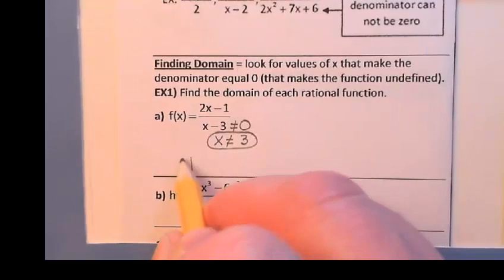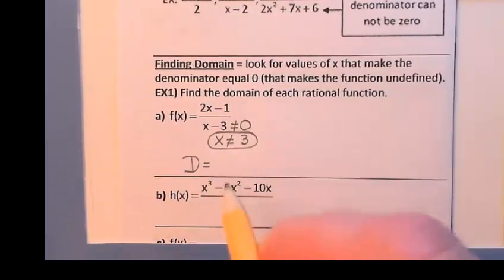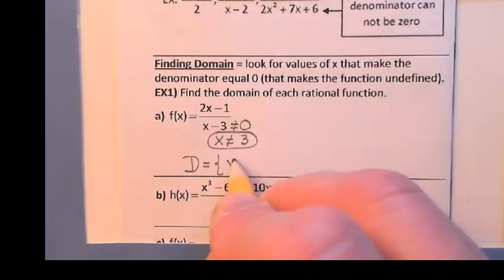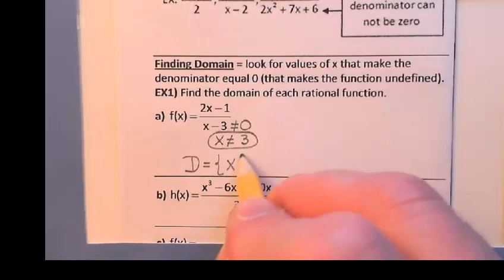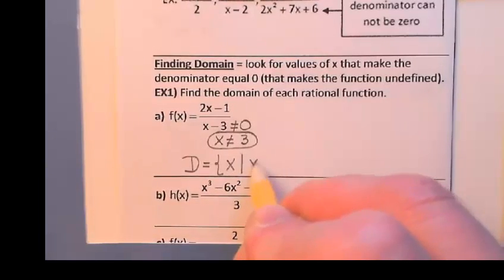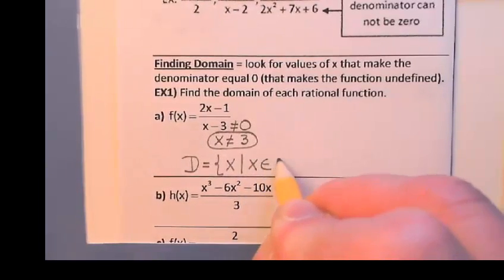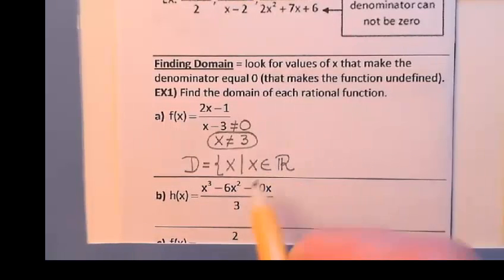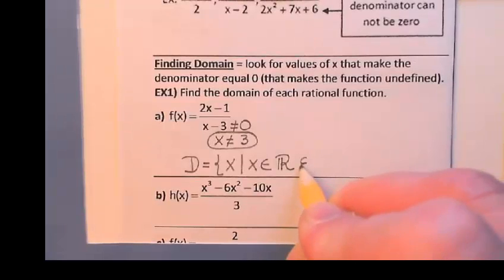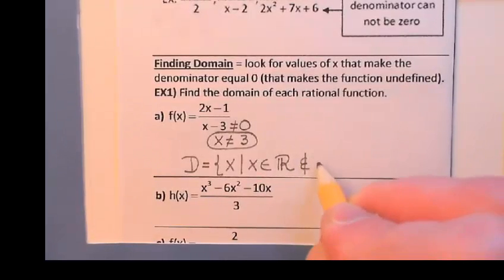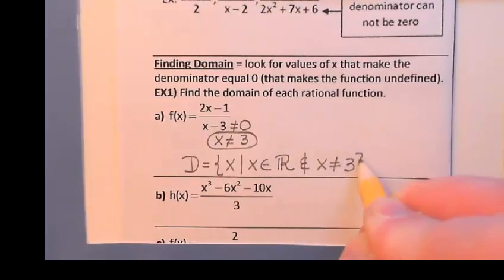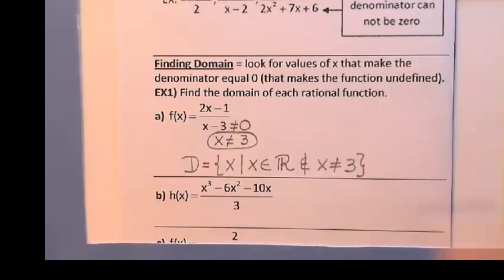How do I write my domain? I'm going to write in formal notation. You write the letter D, you open curly brackets, put the letter x, put a little bar like this, which means such that, so x such that x belongs to all real numbers. This is the symbol for belongs to, and this is the symbol for all real numbers. Then I put the restriction: x cannot equal 3. And we close the curly bracket.